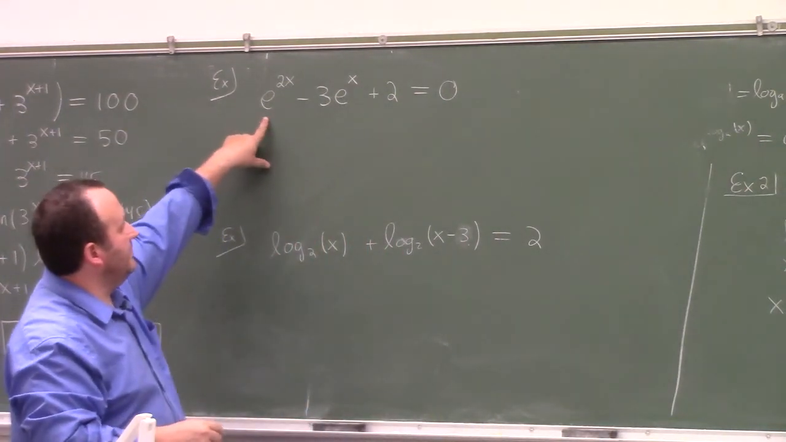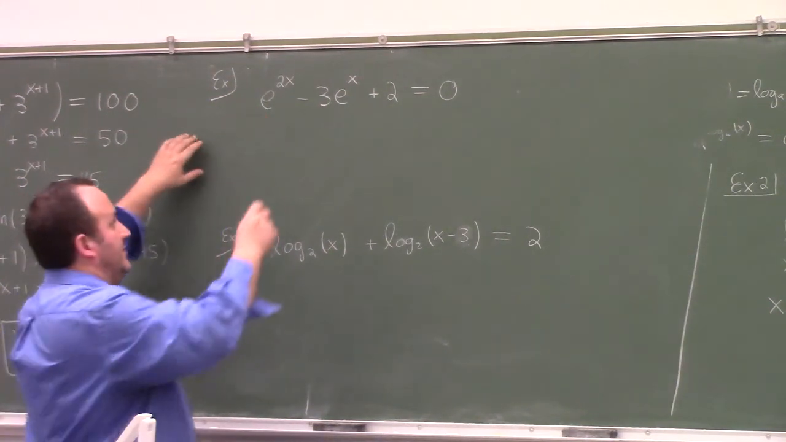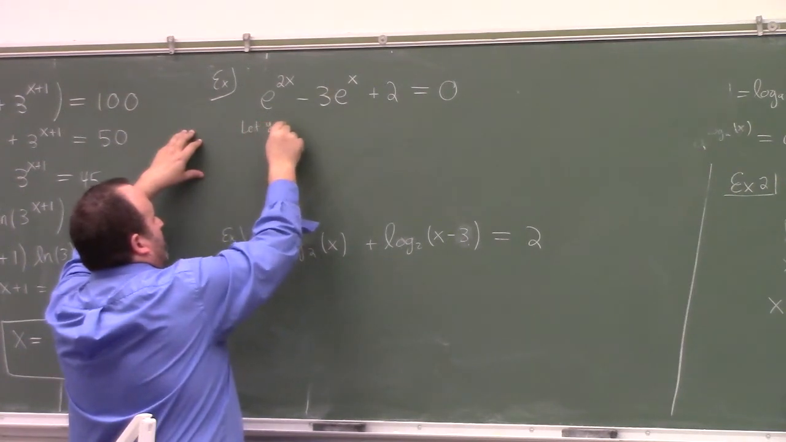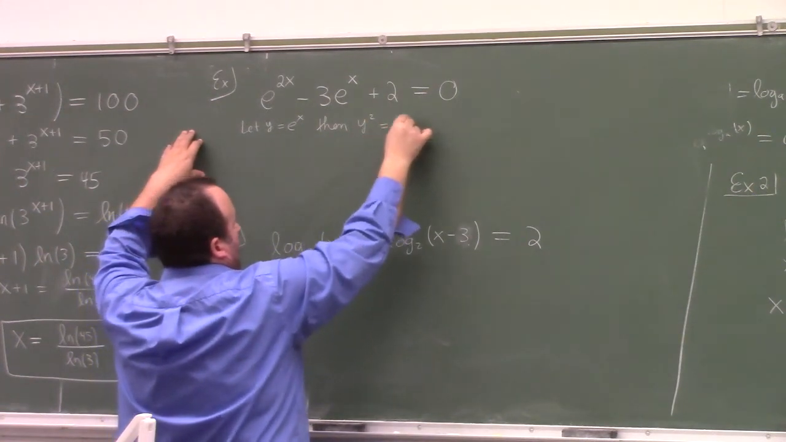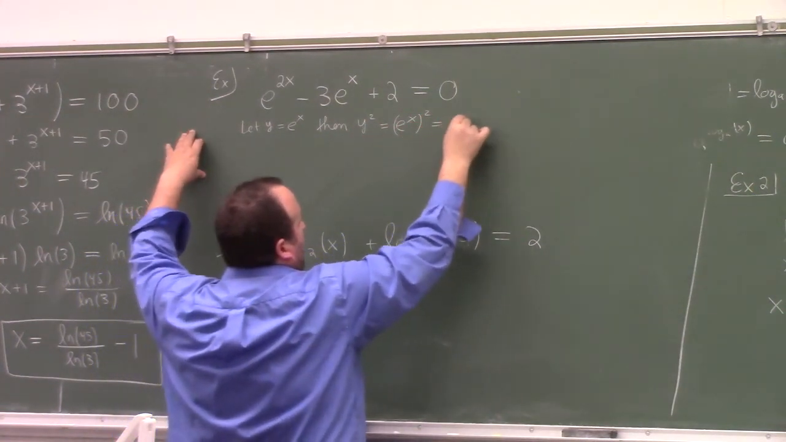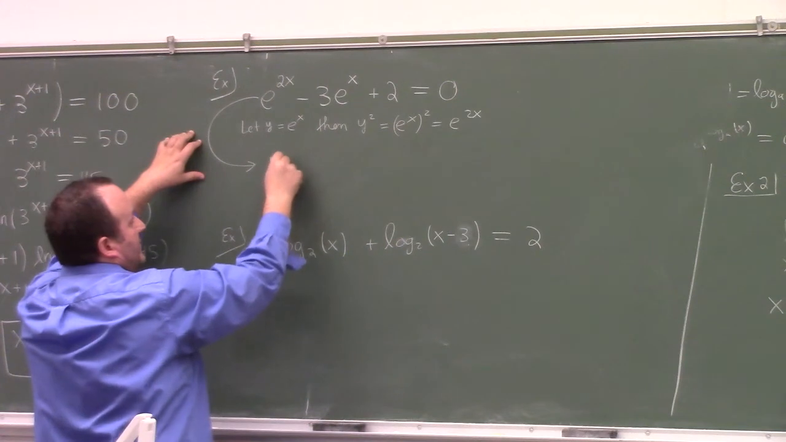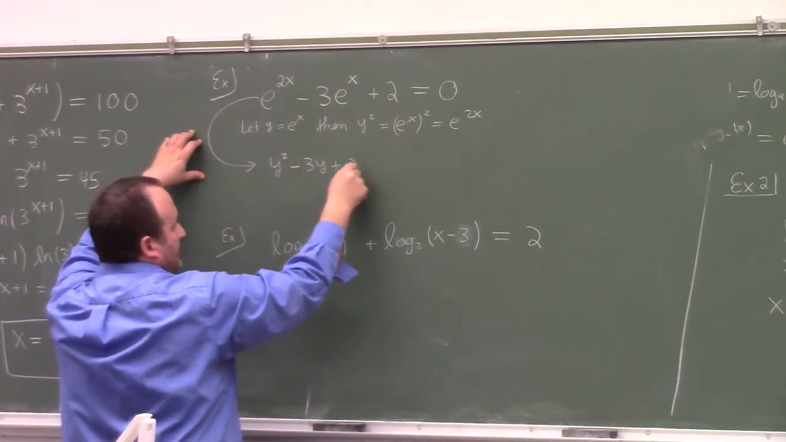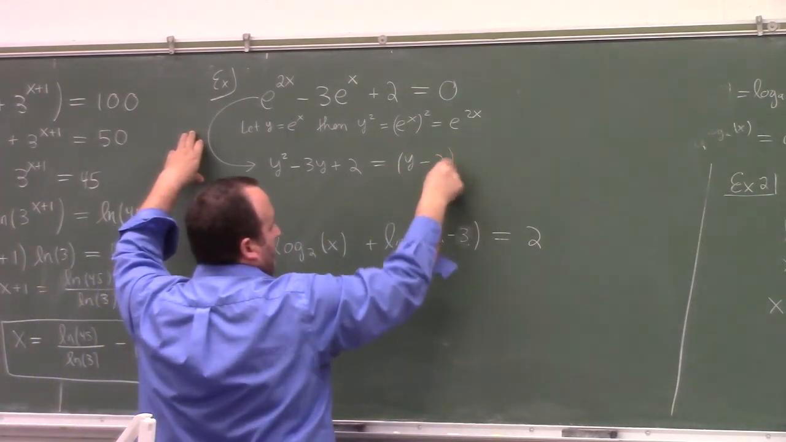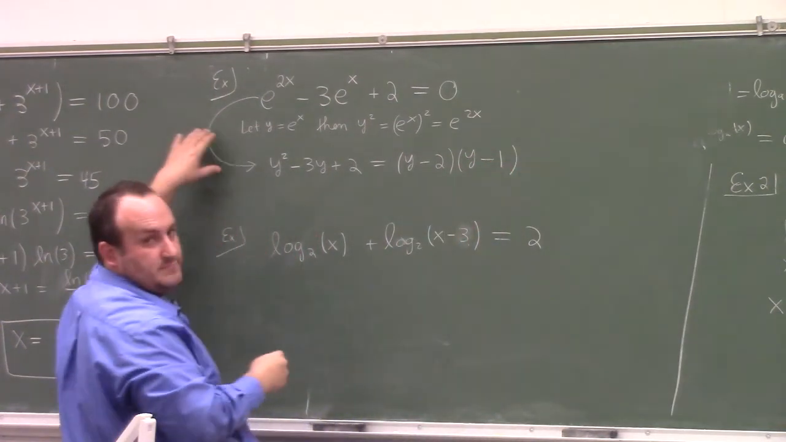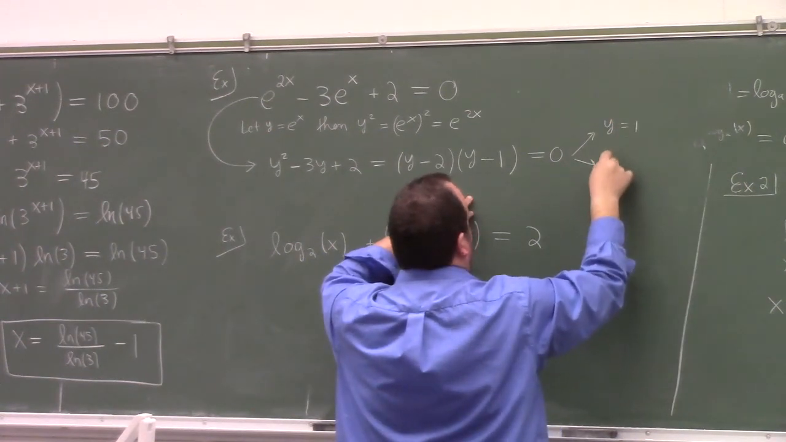So this one, the trick here is to make a substitution. So let y equal e to the x, then y squared is e to the x squared is e to the 2x. And so this equation up here is actually quadratic in y. That's y squared minus 3y plus 2. So you go, oh, I know how to factor that. Right? And so either y equals 1 or y equals 2, right?